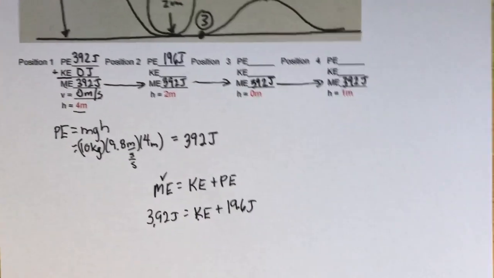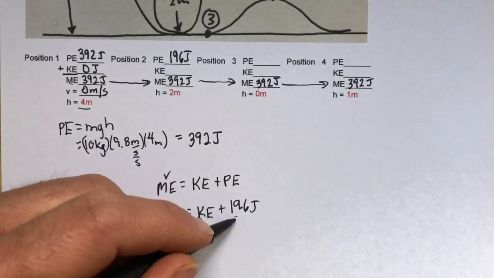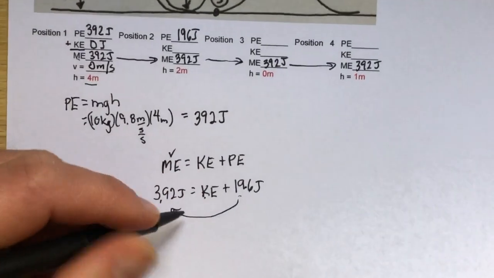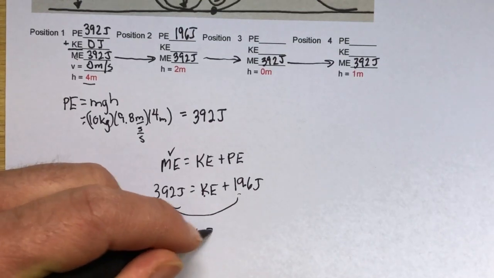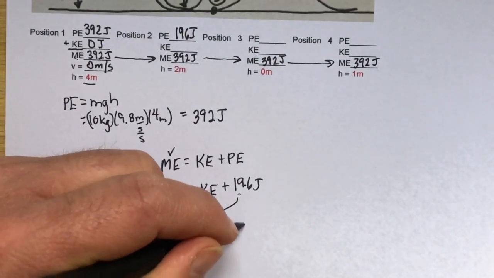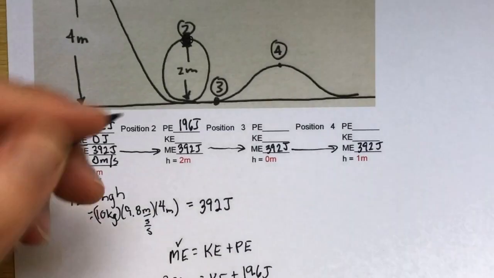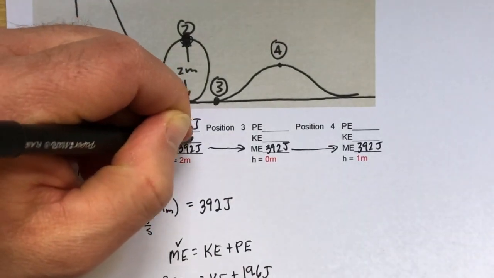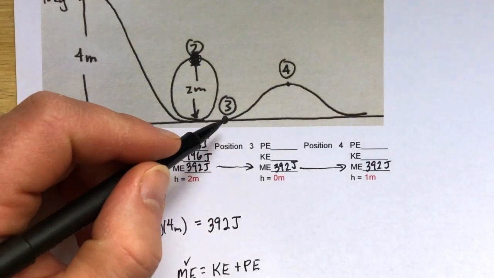Well, we already figured out that 196 was half of this, so the other half, let's just bring this over here. So it's going to be 392 minus 196 equals 196 joules, and that is our kinetic energy. So I'm going to put in 196 joules right here. All right, so then we go to position 3. Now notice position 3 is on the ground.